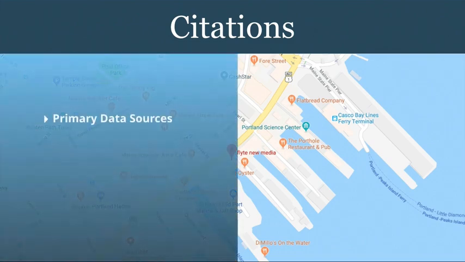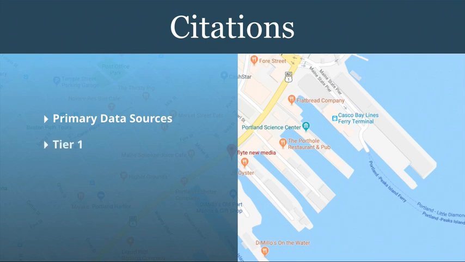So there are different types of citations, and I want to go through these. It's a little bit geeky, but there are the primary data sources. These are data aggregators that collect and validate data from multiple sources, then distribute them. Some examples include Infogroup, Axiom, Localeze, and Factual. If you're not already in these, you're probably going to have to pay to get in them, but I would strongly recommend that this is worth it if local SEO is important to you.